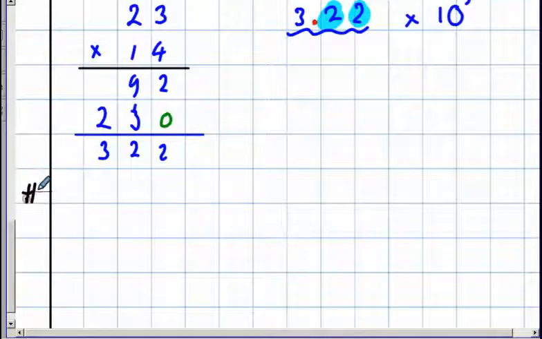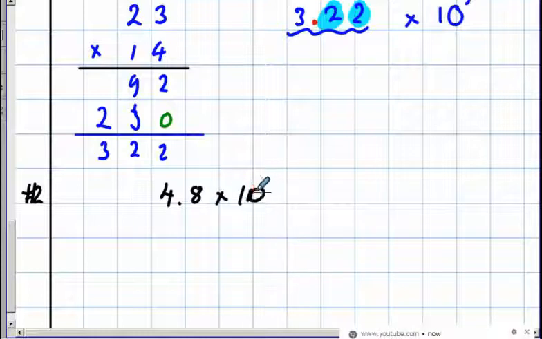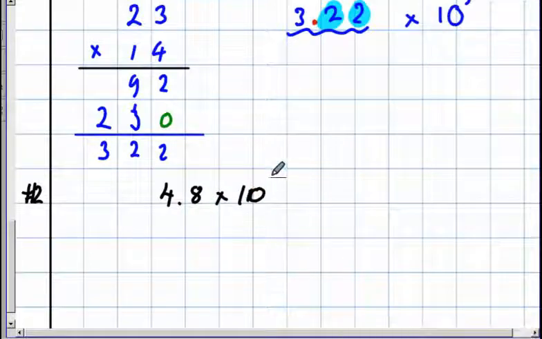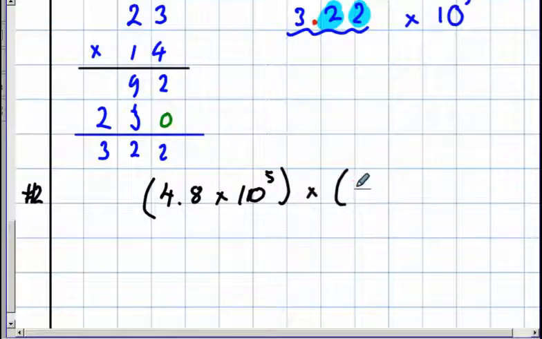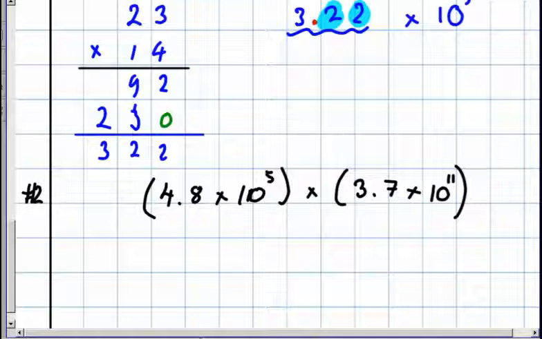Example 2. 4.8 times 10 to the power of 5 times 3.7 times 10 to the power of 11. So we're going to multiply the first two parts together.